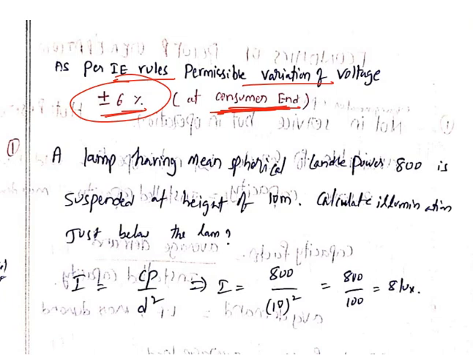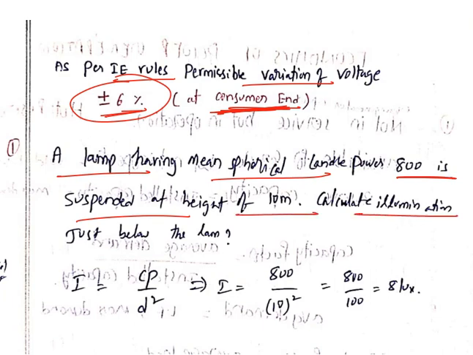Next one. A lamp having a mean spherical candle power of 800 is suspended at a height of 10 meters. Calculate the illumination just below the lamp. What is the formula? Same: illumination equals Cp by d square. Candle power given is 800, so 800 by distance, which is 10 meters, the height at which it is suspended. So 800 by 10 square, that is 800 by 100, that is 8 lux you are getting.